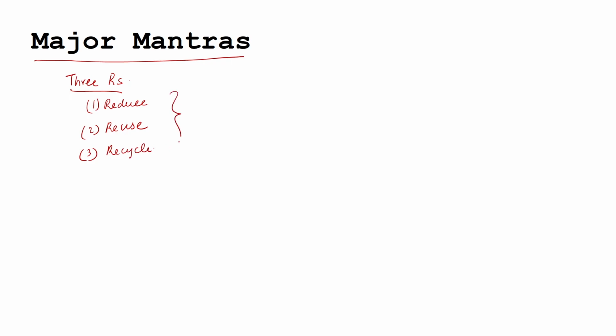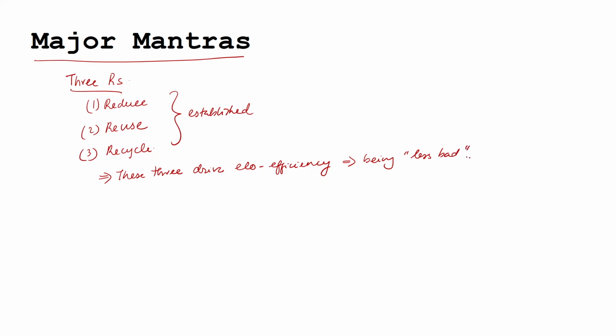And the major mantras, we also need to look into this very quickly and then we will stop here. The major mantras are the 3 R's. We all know them: reduce, reuse, recycle. These are the established 3. Reduce the usage, reuse as much as you can, and recycle if you can. These three drive what we call eco-efficiency, which is being less bad, is the term I use. We are bad, but we are being just less bad.